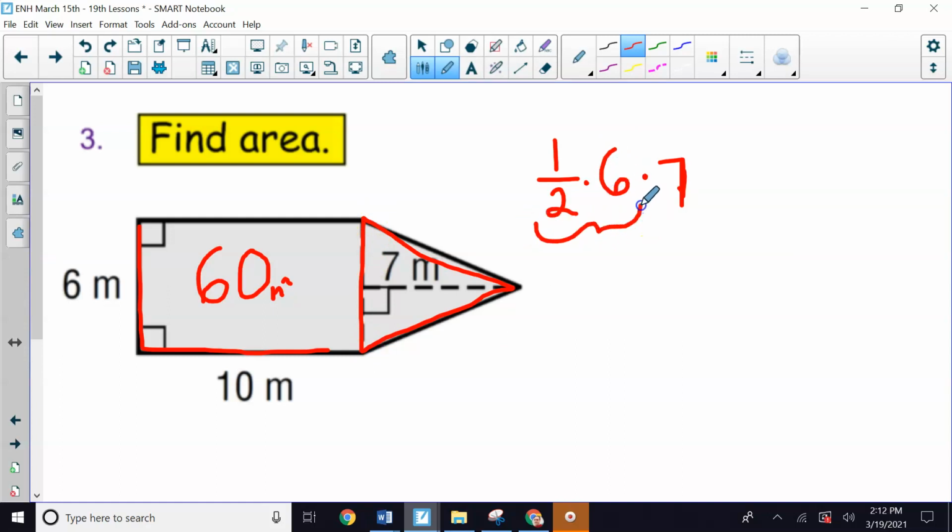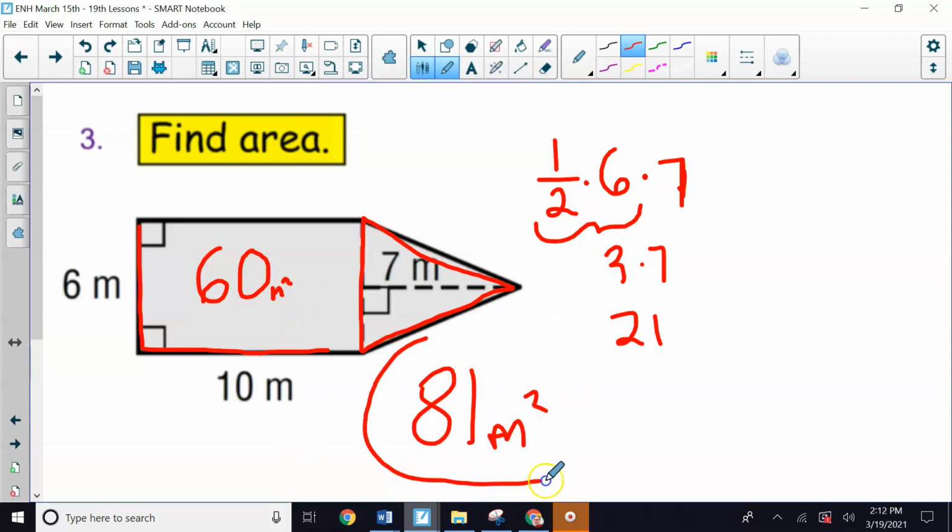I think probably right here is the easiest part to start with: half of 6 is 3, and 3 times 7 then is 21. So I end up with 21, I end up with 60 over here. Together they make 81, and then that's going to be square meters right there. That's our answer.